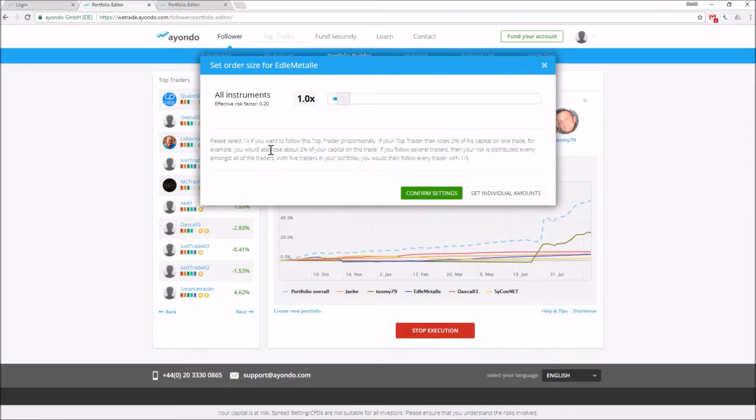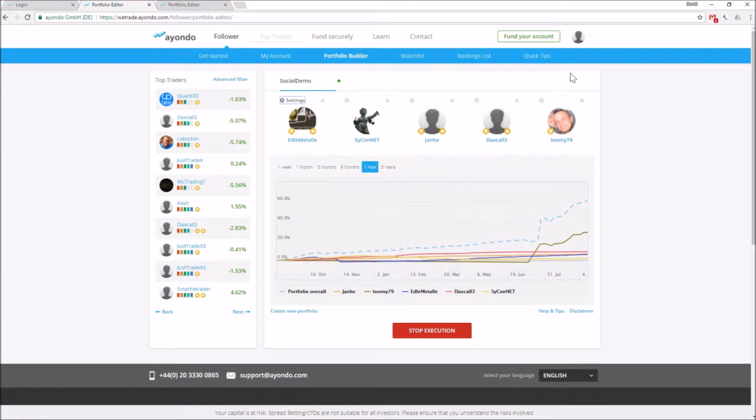Now in my portfolio, I have got 4 other traders. So I'm following 5 traders. So as it says here, if you follow several traders, then your risk is distributed evenly amongst all the traders. So with 5 traders in your portfolio, you're effectively following every trader at a fifth of their risk. So I hope that makes sense. So I've got 5 traders here I'm following. Let me just click that off. So what it means is my risk is already being reduced by a fifth.